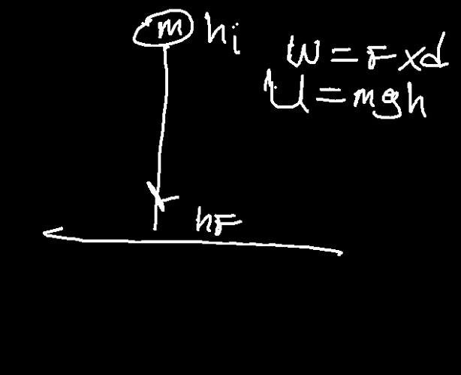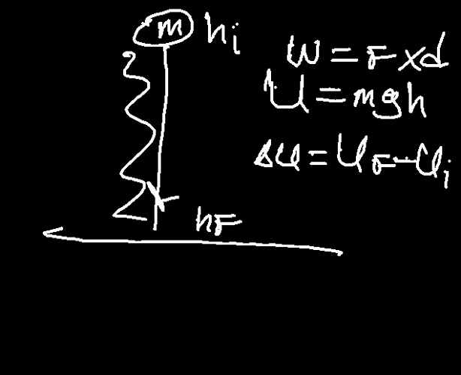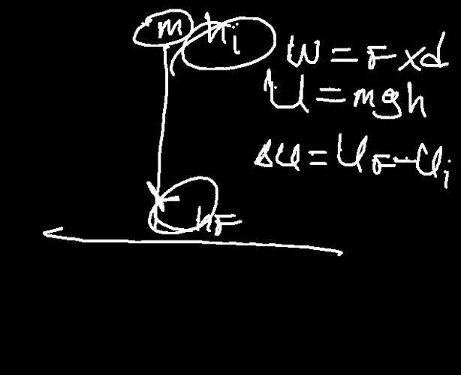Now we should also understand what the change in gravitational potential energy is. It is the final gravitational potential energy minus the initial gravitational potential energy. That is how the change is calculated. As the object is falling down, the final gravitational potential energy is less than the initial, so we have a negative change. And as the object is moving up, there is a positive change, since the initial will be less than the final.